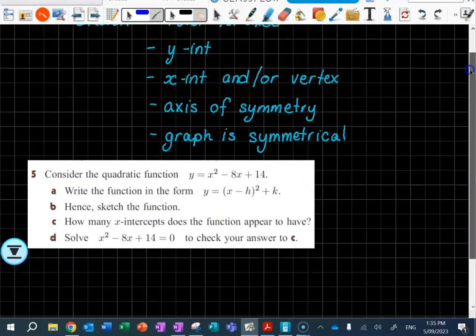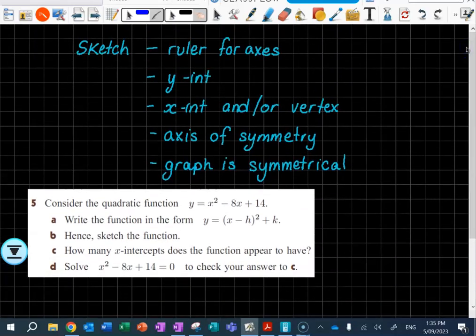Because you're just going through and practicing sketching your quadratics and getting more and more, you'll get to the point where you can just use technology to help you with certain things. So a couple of questions.